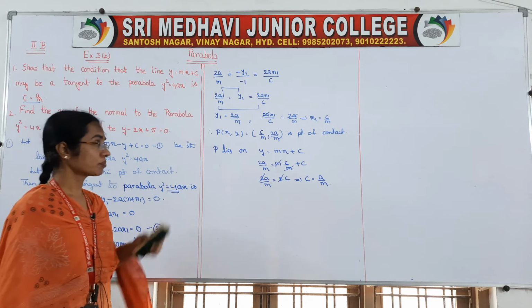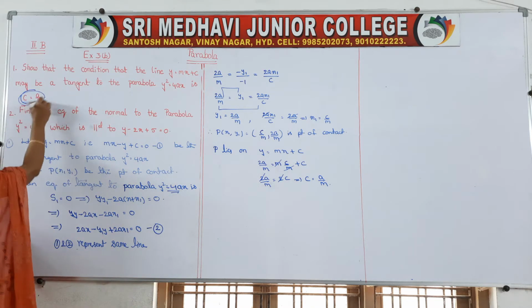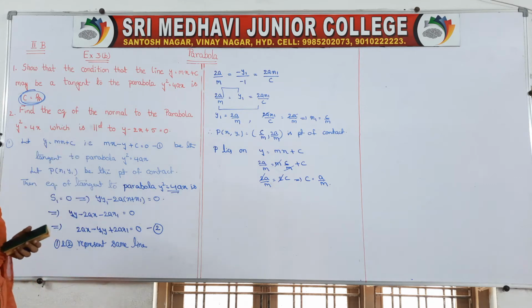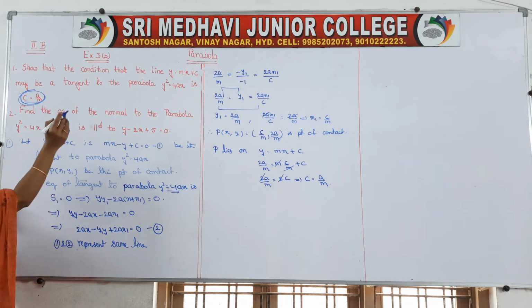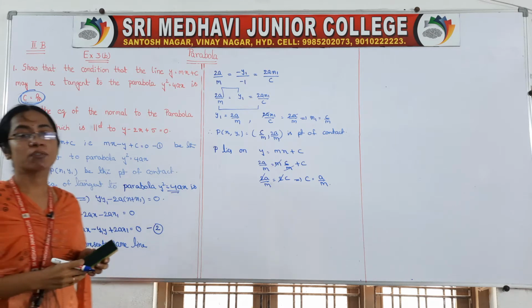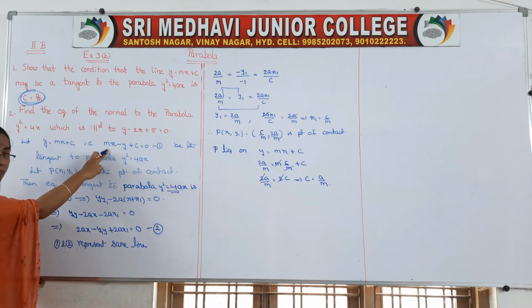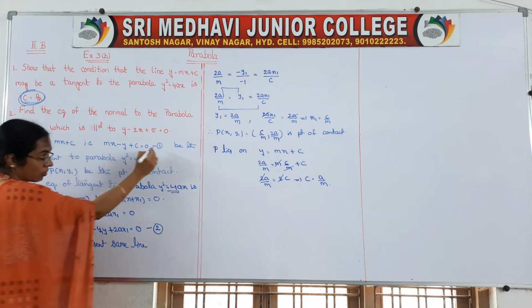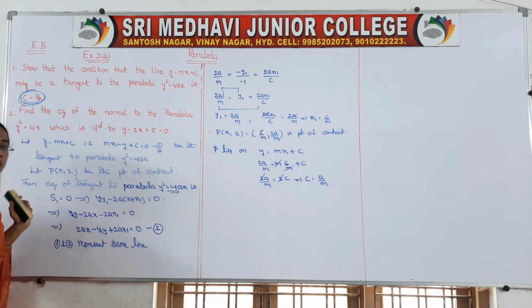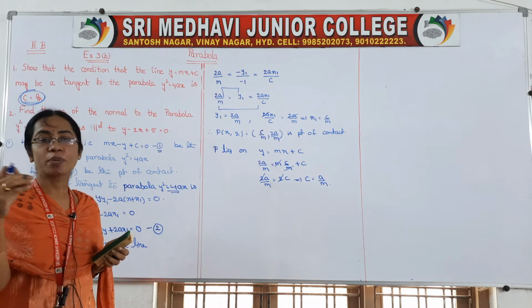Okay. So, we have to prove this. Show that the condition for the line y is equal to mx plus c to be a tangent to the parabola is c is equal to a by m. This is what we have to prove. How did we prove it? First we took that as the tangent to the parabola. We considered that as the first equation and we converted that into line form. It is y is equal to mx plus c, the slope intercept form.